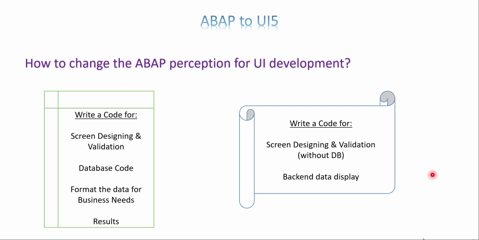Whatever data comes from a database or backend system, just display it depending on the business requirement. But we still have to do some validations based on the backend data as well. Most of the time, we concentrate on screen designing: how we are going to project the data based on the business requirement, and how many screens we are going to develop. That is how we have to change our development perspective from ABAP to UI. So we are going to concentrate on the screen designing process.